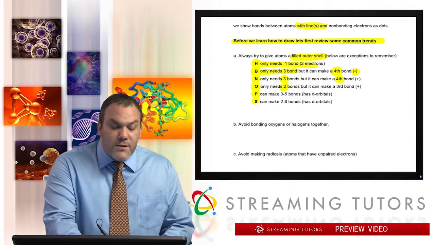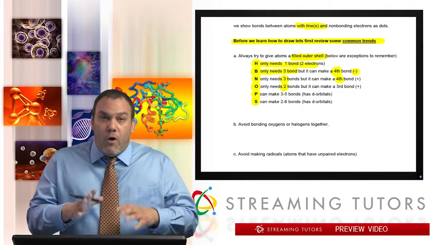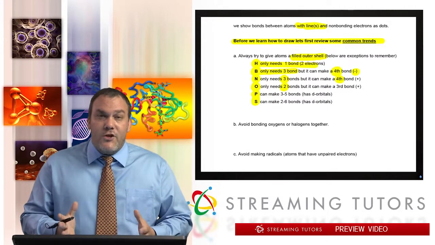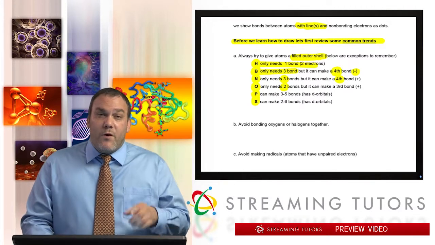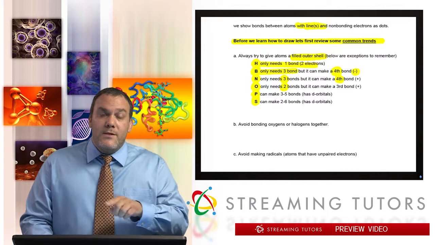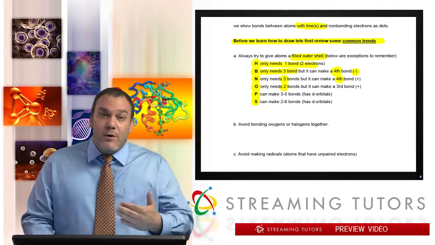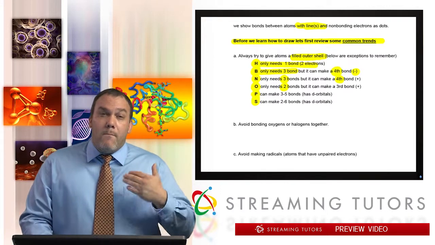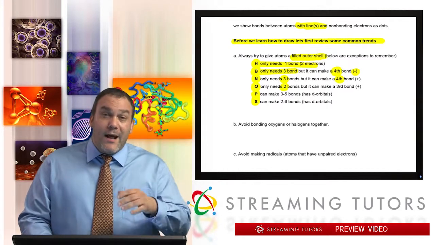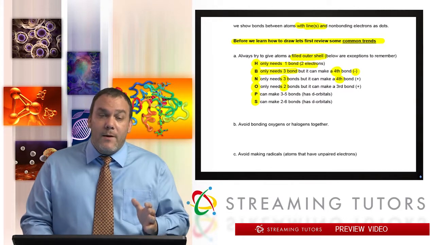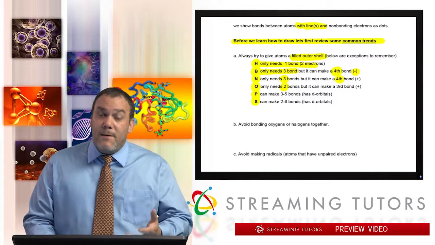Now, phosphorus and sulfur are the ones that can go beyond 8 electrons in their outer shell. Remember, phosphorus and sulfur are third period elements, which means that they have d orbitals. So they could make more than 4 bonds. They can have more than 8 electrons around them. They can make 5 bonds and 6 bonds and so on.